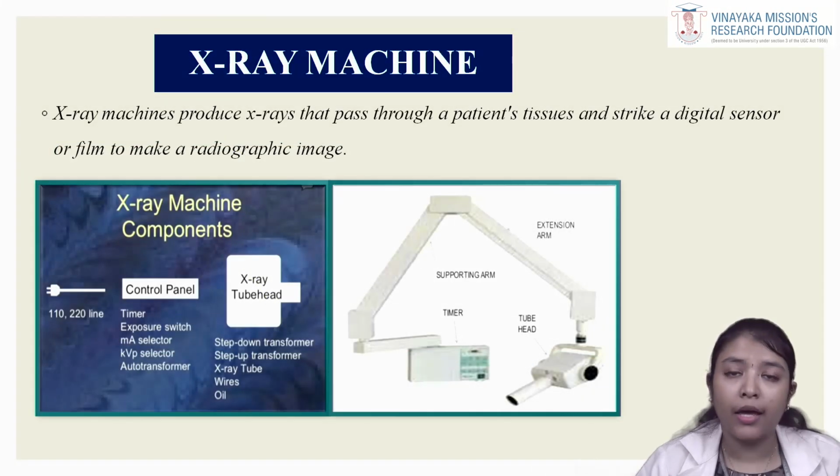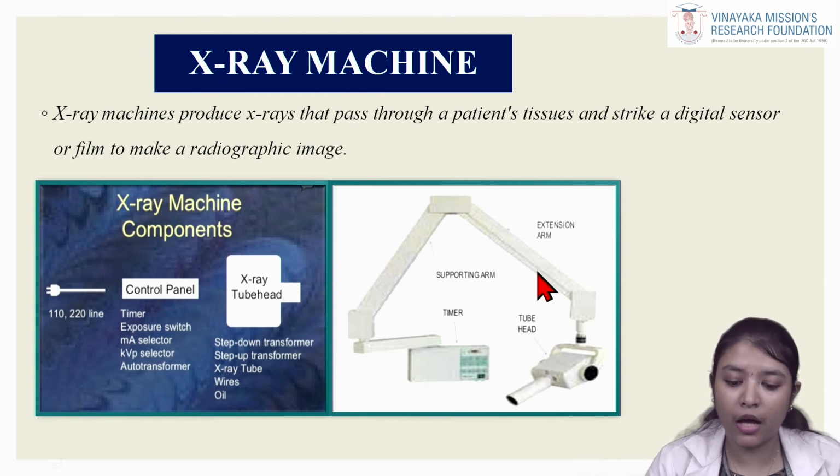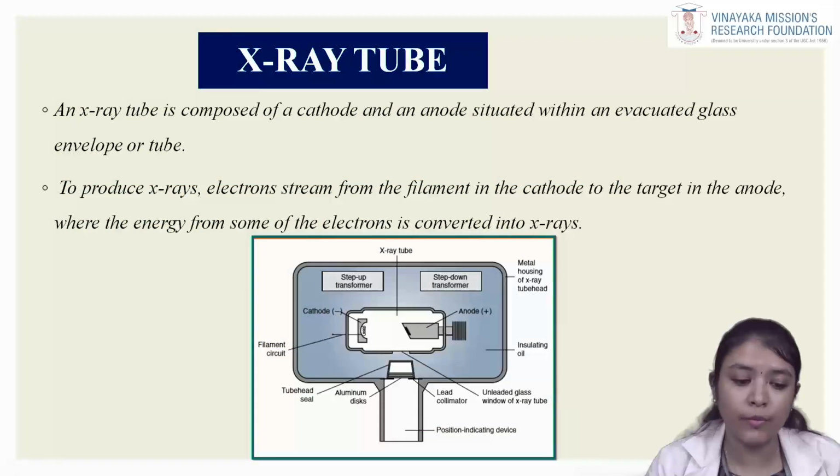X-ray machine produces X-rays that pass through the patient's tissue and strike a digital sensor or film to produce a radiographic image. The components of the X-ray machine are the control panel, extension arm and the X-ray tube head. The X-ray tube consists of a cathode and anode, which are situated in an evacuated glass envelope or tube.